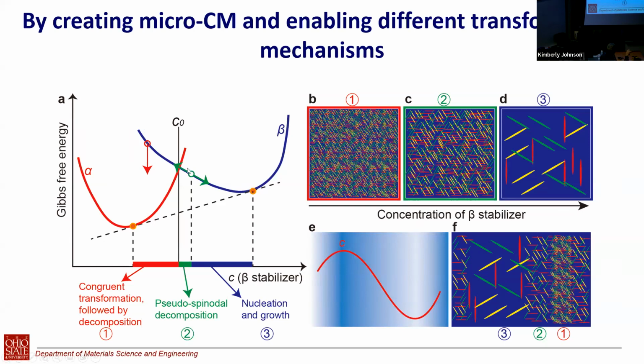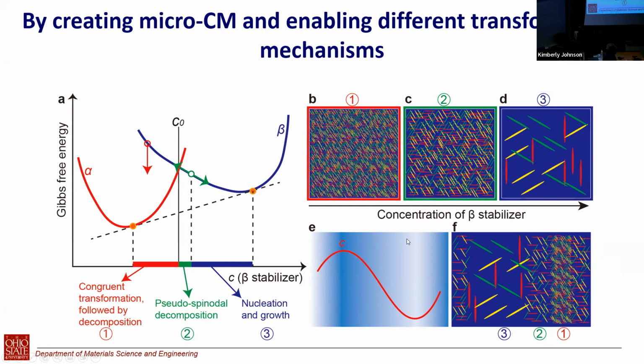When you move to the other side of this critical composition, called C naught, then within this range, even though you are not in the red region, you are in the green region, you are so close to this point. Any composition fluctuation which allows you to go beyond this point will involve these congruent mechanisms. You're also going to get very fine microstructure. This is called the pseudo-spinodal mechanism. So the first one allows you to create this very fine microstructure, the second one creates this one. And if you are in the blue region of the composition range, which has regular nucleation and growth, you're going to get regular microstructure.